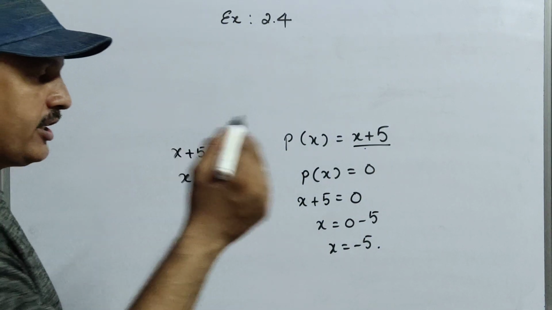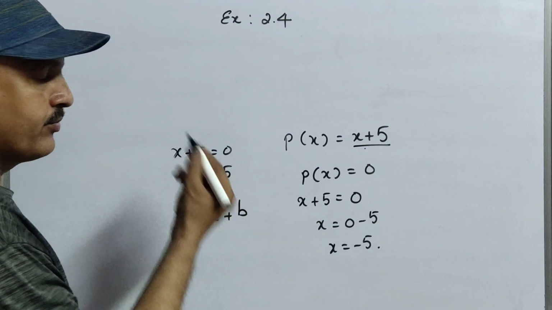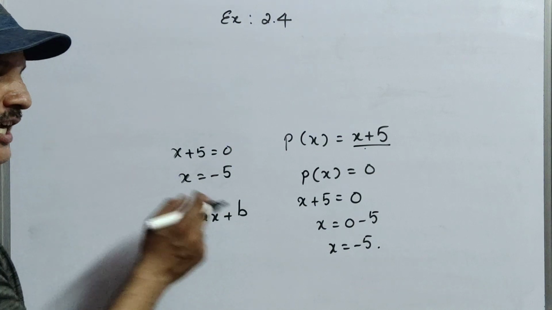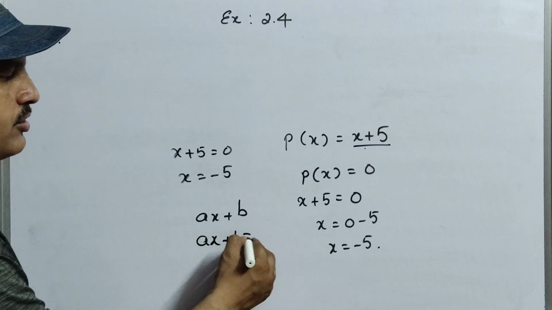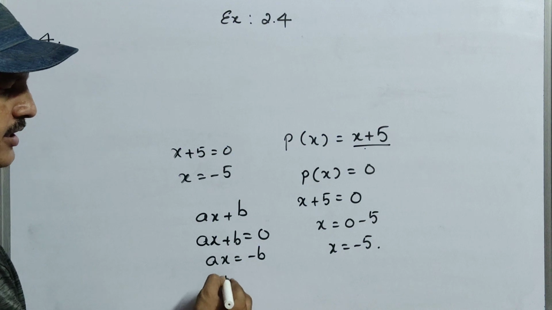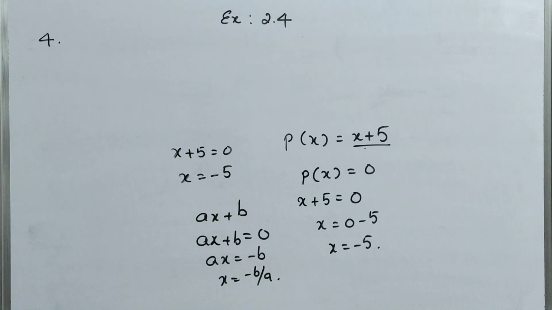Okay children, if any time the question they may ask, what is the zero of the polynomial ax plus b? Then you have to do like this. ax plus b equals 0, ax equals minus b, x equals minus b by a. So like that you have to do it.